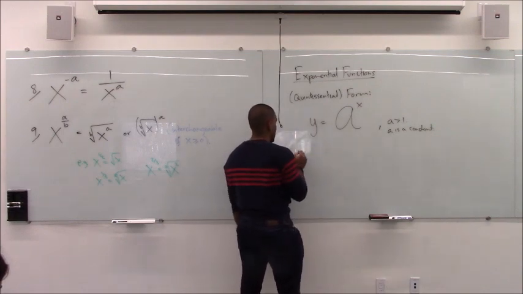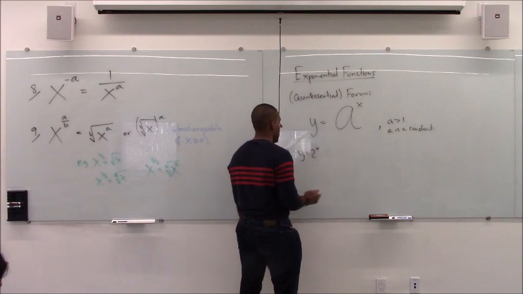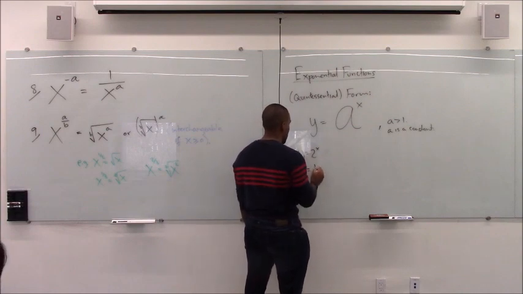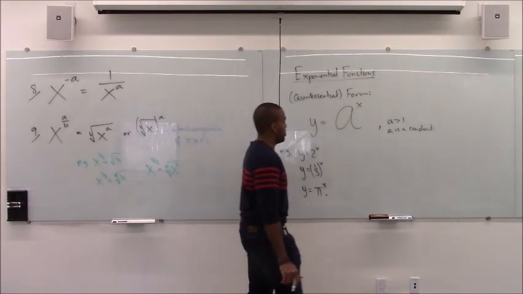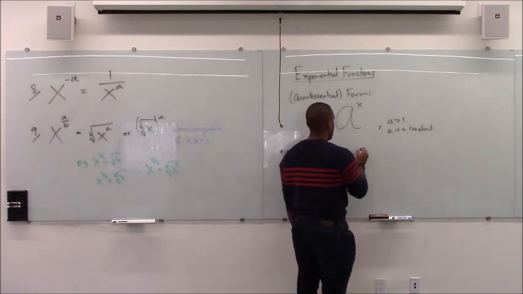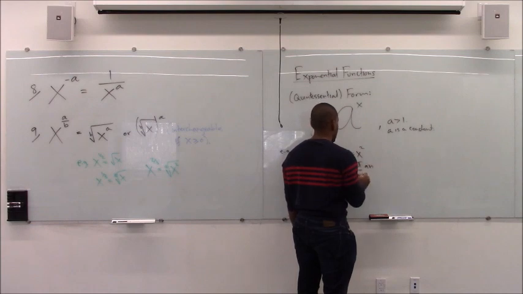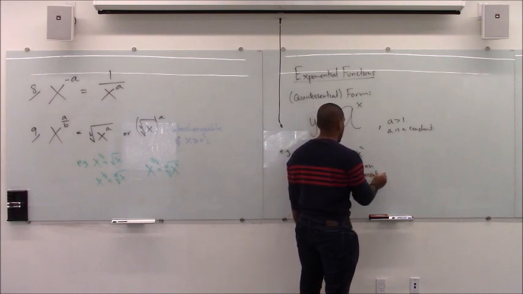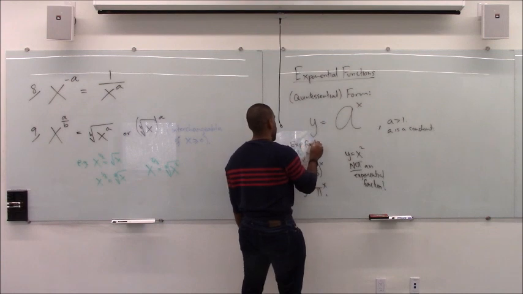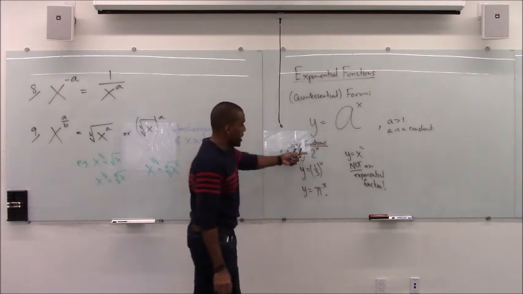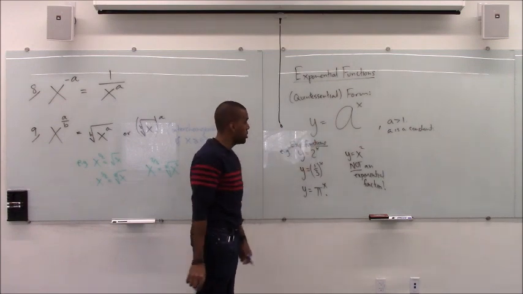For example, y equals 2 to the x is an exponential function, or y equals 1/3 to the x is an exponential function, or y equals pi to the x is an exponential function. If y equals x squared, not an exponential function. So these are exponential functions. Right? The base is a constant and the power is the variable.